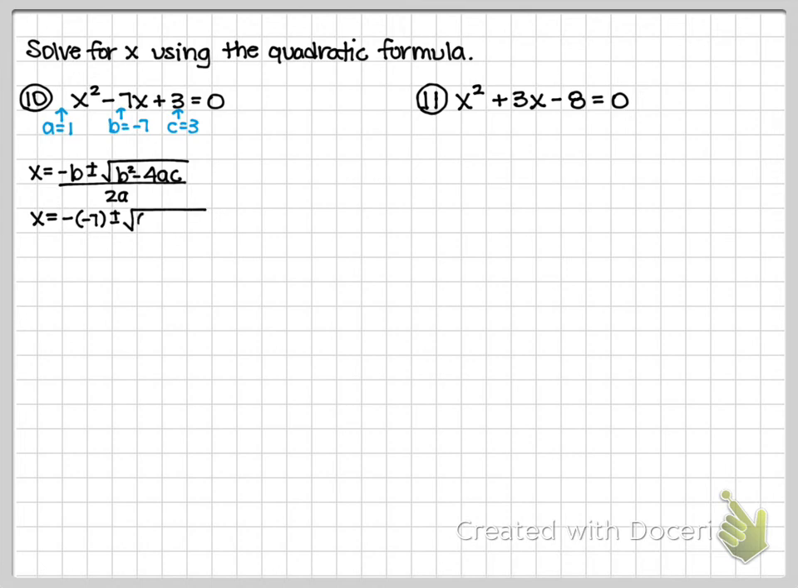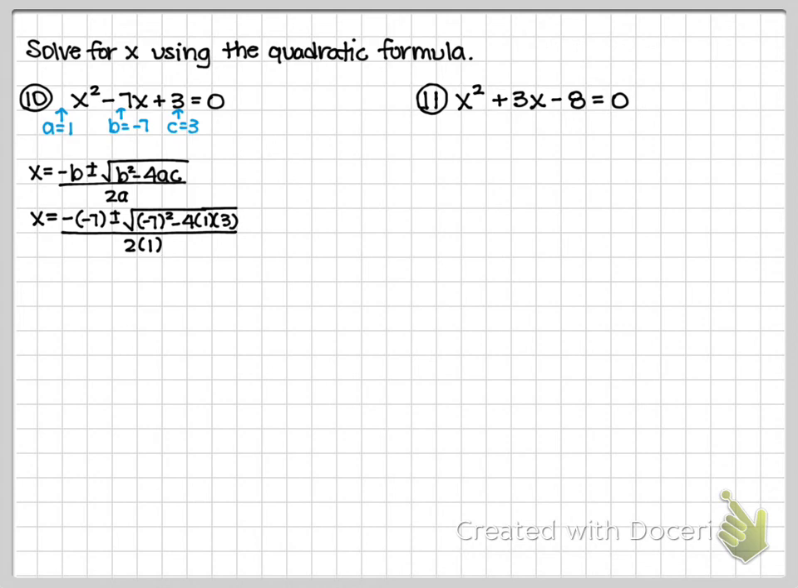So we know b is negative 7, minus 4, A was 1, C is 3. Make sure that square root symbol goes all the way across. Make sure the fraction bar goes all the way across. And then 2a was 1.